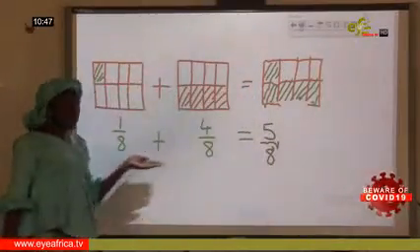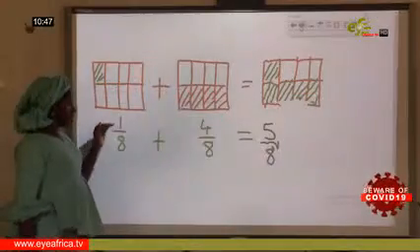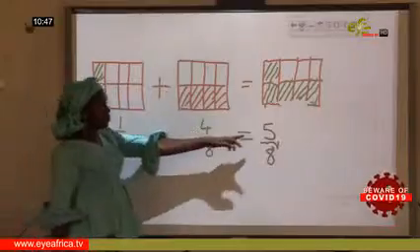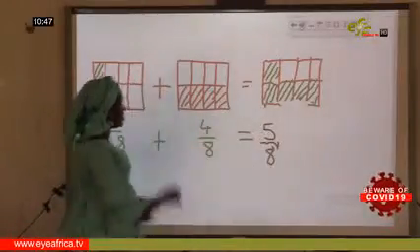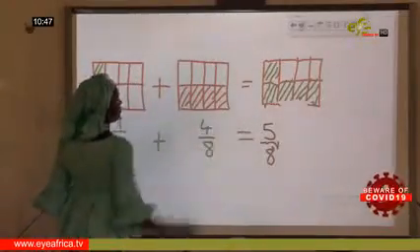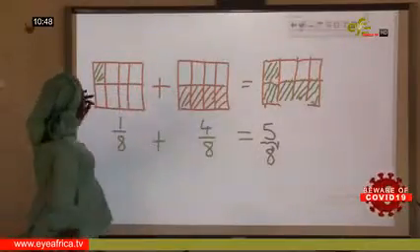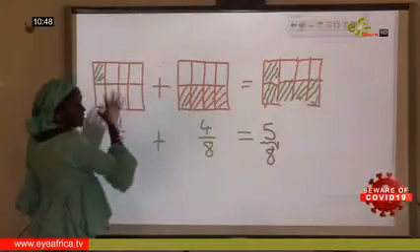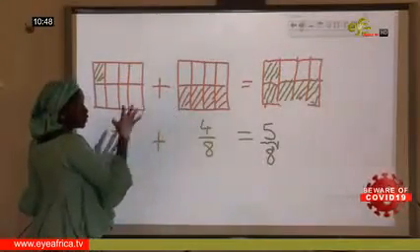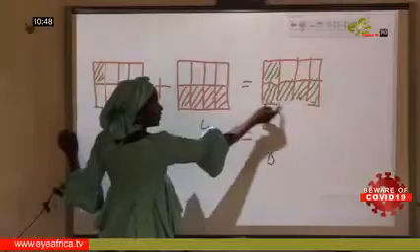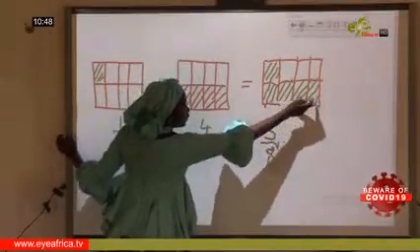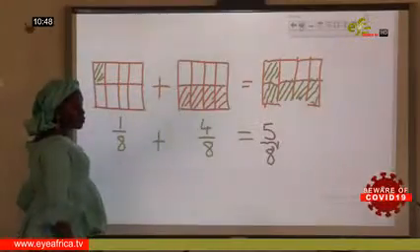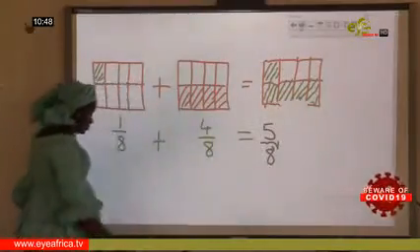Again, the same denominators, we are adding the numerators, that is 1 plus 4, which gives us this 5. 1 plus 4 is 5. And if you look at the diagram, one portion is shaded here, and here it is 4. If you add the portions which are shaded, you are going to have 5, that is 1, 2, 3, 4, 5, over the total number of the portions there, which is 8.